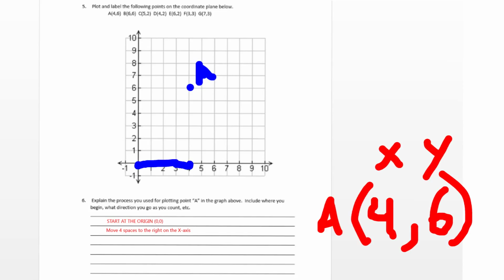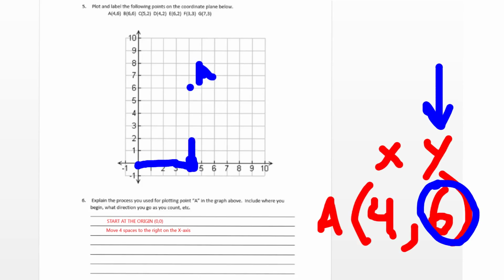But that doesn't get me to point A. Point A is still up here. So what I need to do is I need to still find out my y value. And my y value is here, and it is 6. So that means I have to move up 6. So what I'm going to do is from this point here, I'm going to move, sorry, not 4 spaces up, 6 spaces up parallel to the y-axis. So I'm going to move 6 spaces up parallel to the y-axis. So that's what I'm going to put.